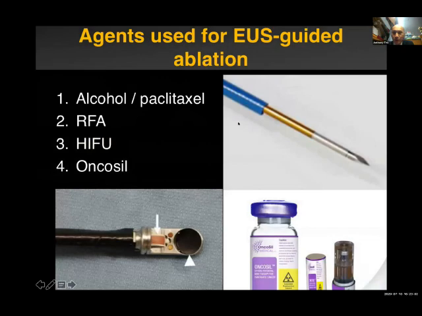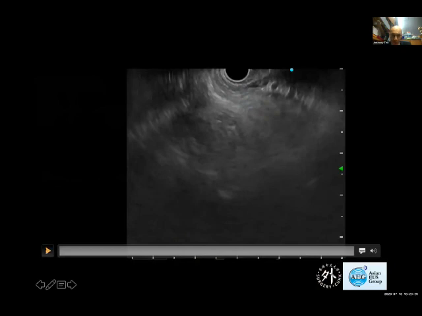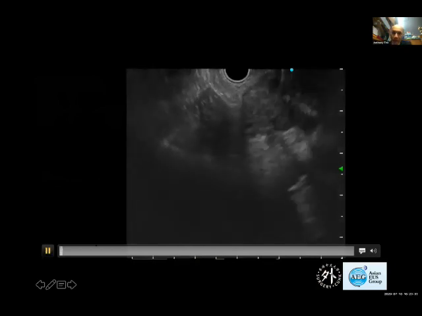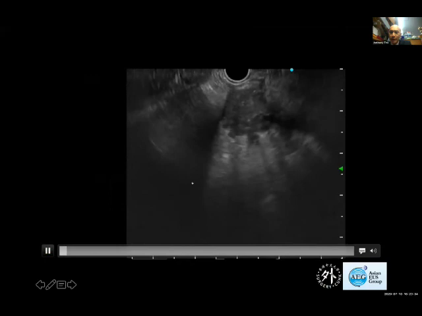In terms of radiofrequency ablation, nowadays this is a very hot topic, but this is not the only device which we can use to perform EUS-guided ablation. We can use alcohol, we can use high-intensity focused ultrasound, and also most recently, an interesting substance known as OncoSeal. It's a liquid radiotherapy, so up to 100 grays can be delivered with the injection of this liquid.